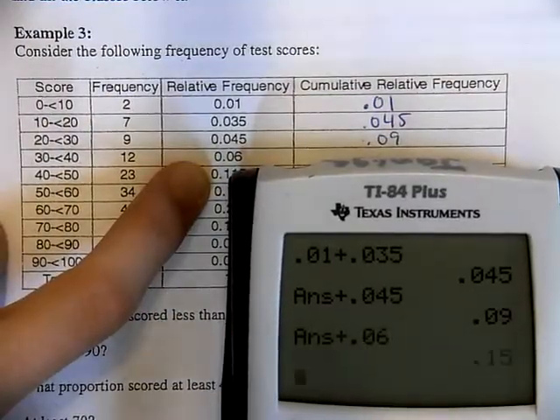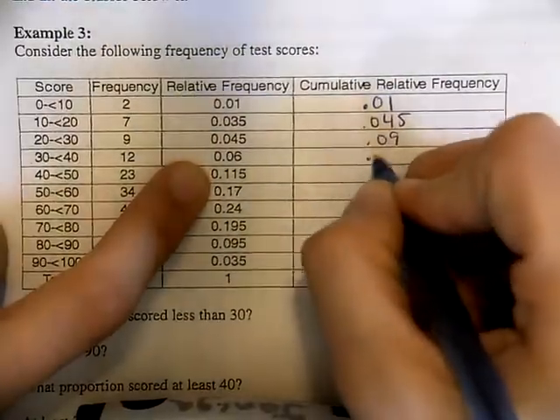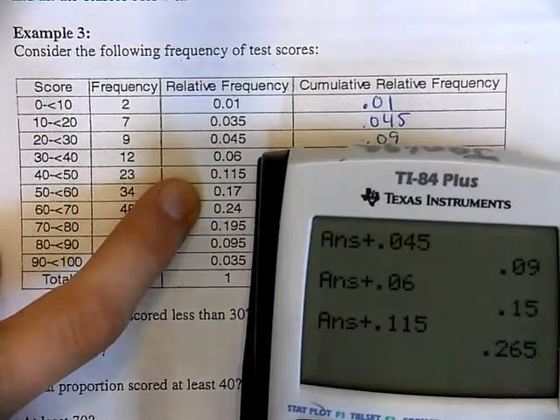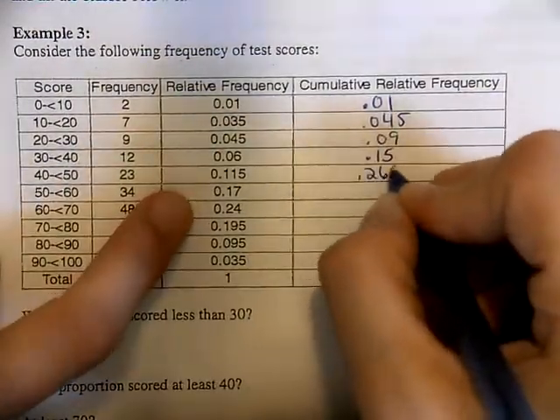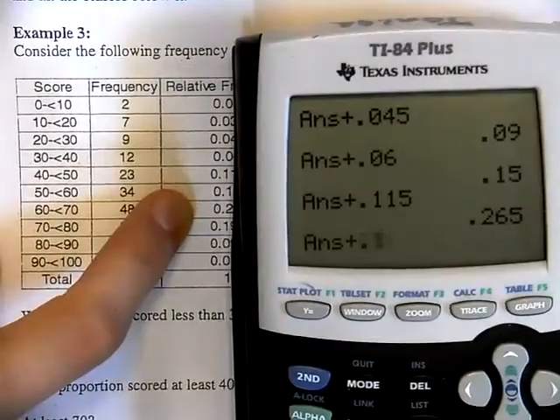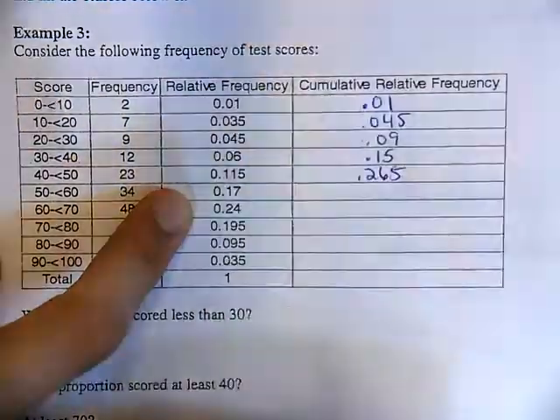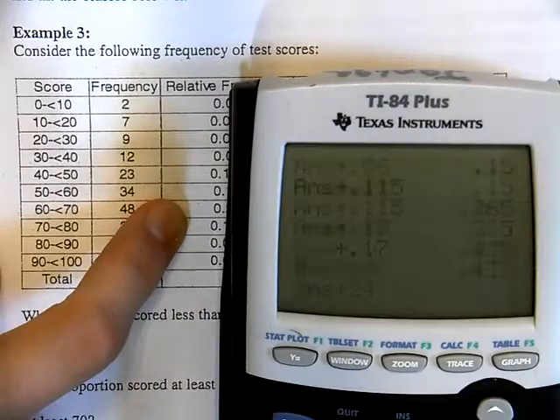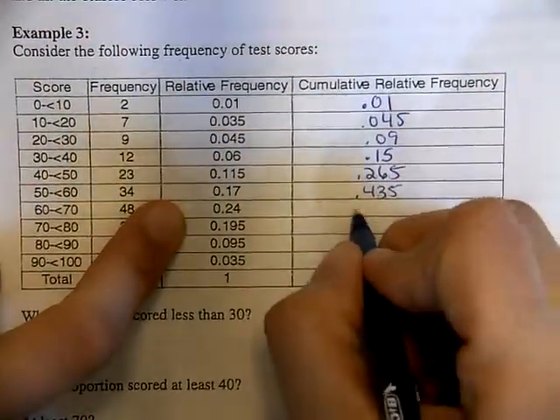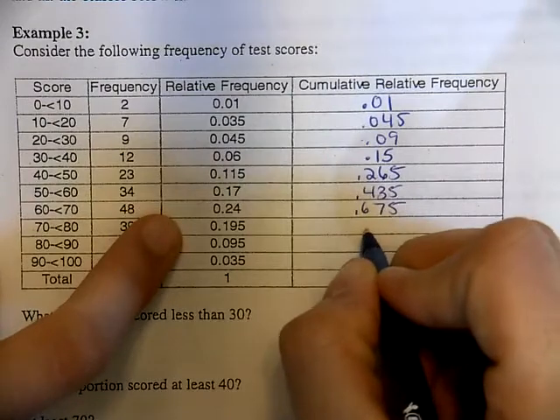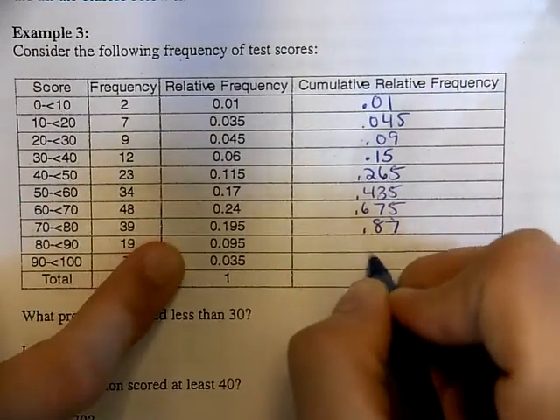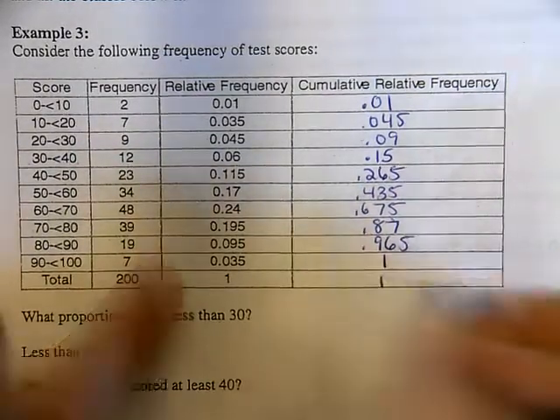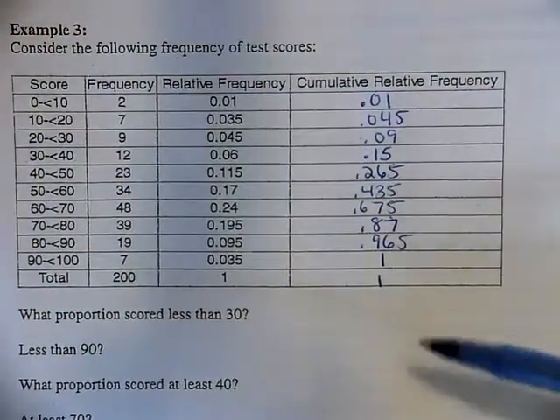So I'm going to keep adding. Plus 0.06 is 0.15. Plus 0.115 is 0.265. Plus 0.17 is 0.435. Plus 0.24, well, I'll just go off my key: 0.675, 0.87, 0.965, and then the last one should be 1, and then you have 1 for the total. So you just keep adding.